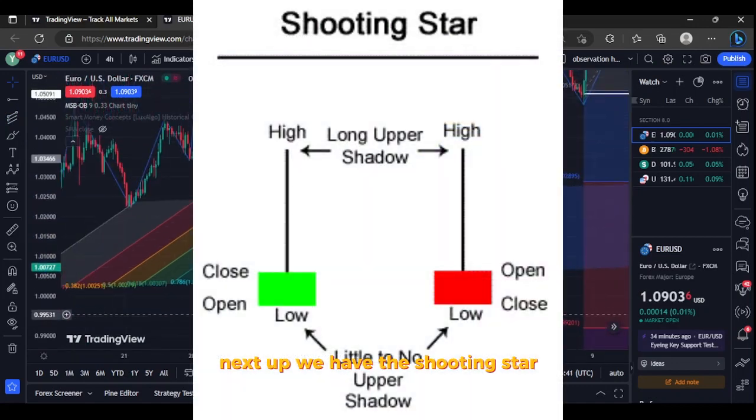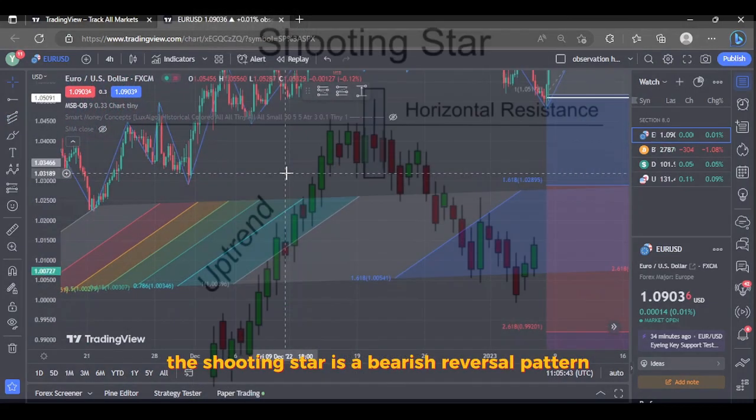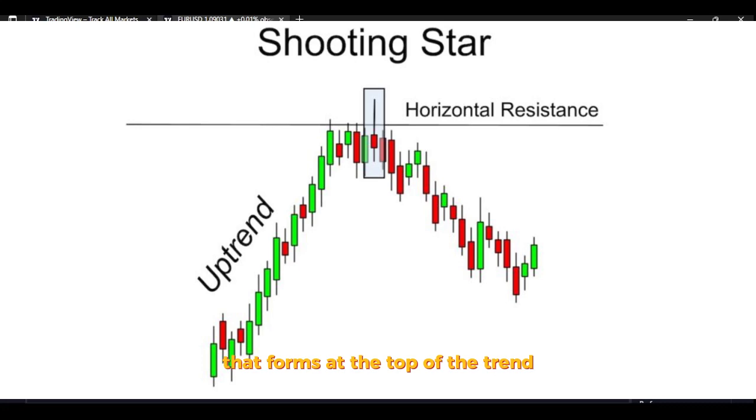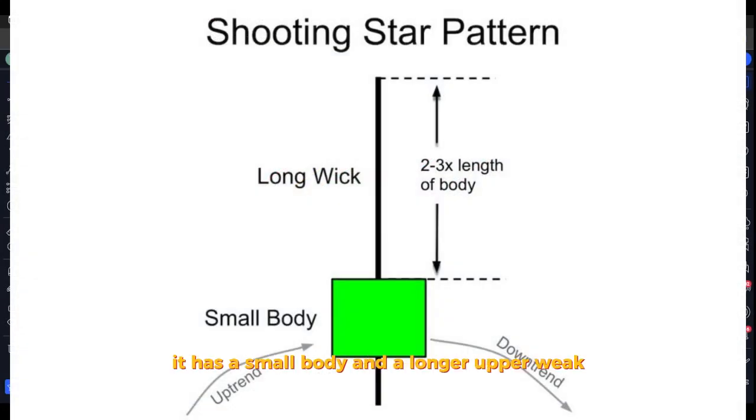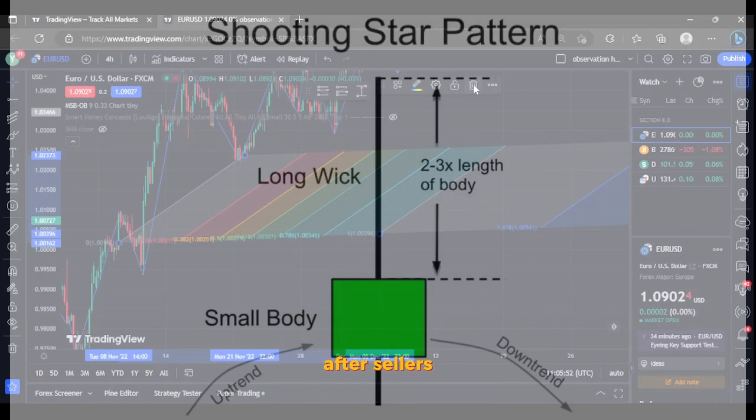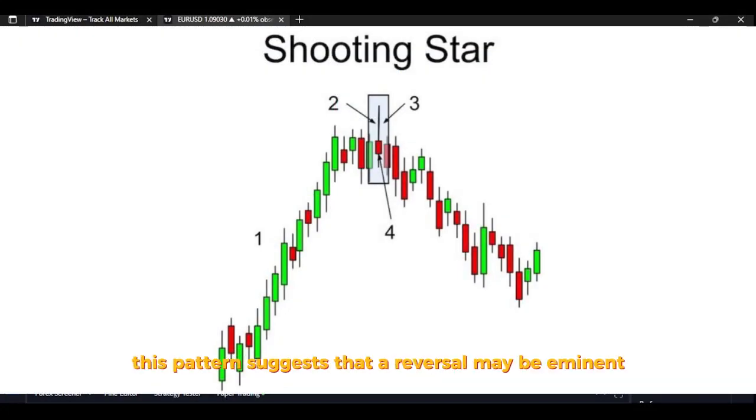Next up, we have the shooting star. The shooting star is a bearish reversal pattern that forms at the top of a trend. If you want to identify it, it has a small body and a longer upper wick, indicating that buyers pushed up the price but sellers stepped in and pushed it back down. This pattern suggests that a reversal may be imminent.